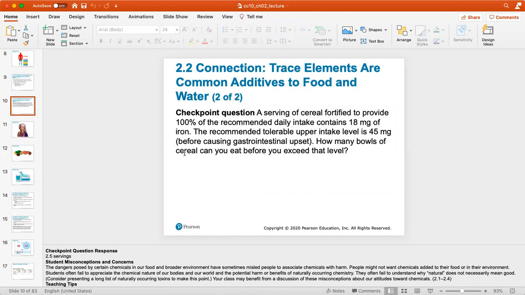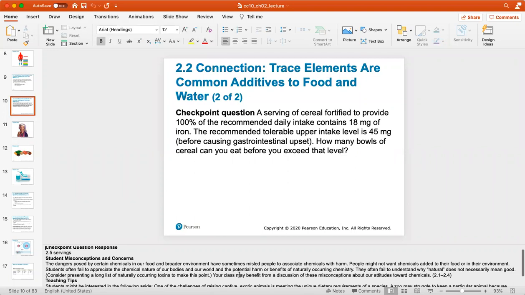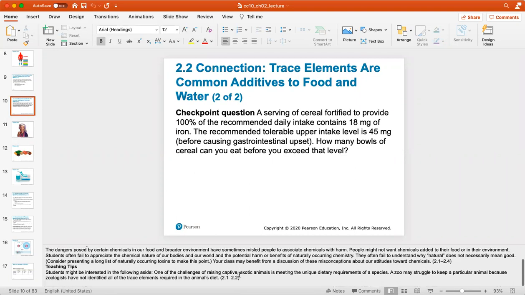So for example, a serving of cereal fortified to provide 100% of the recommended daily intake contains 18 milligrams of iron. The recommended tolerable upper intake level is 45 before causing GI upset or making your colon or your intestinal tract very upset. How many bowls of cereal can you eat before you exceed that level? So what we would do is just divide 45 by 18 and we'd get about maybe 2 or 3.